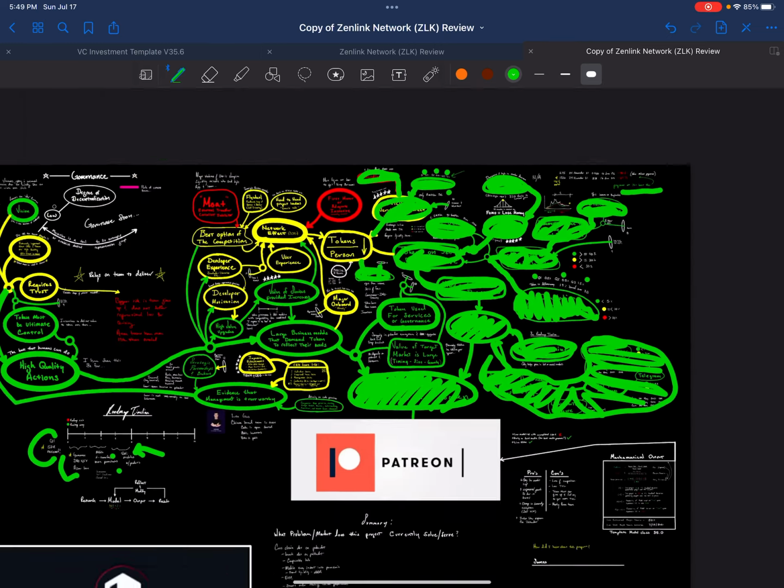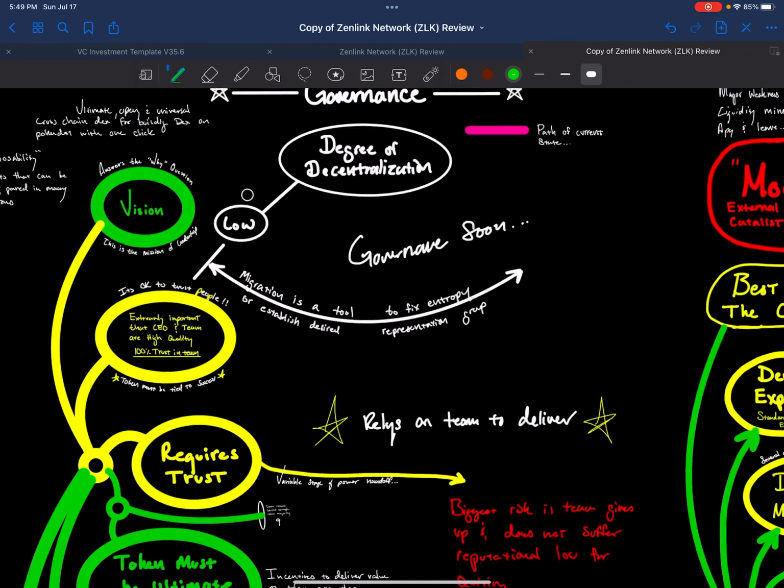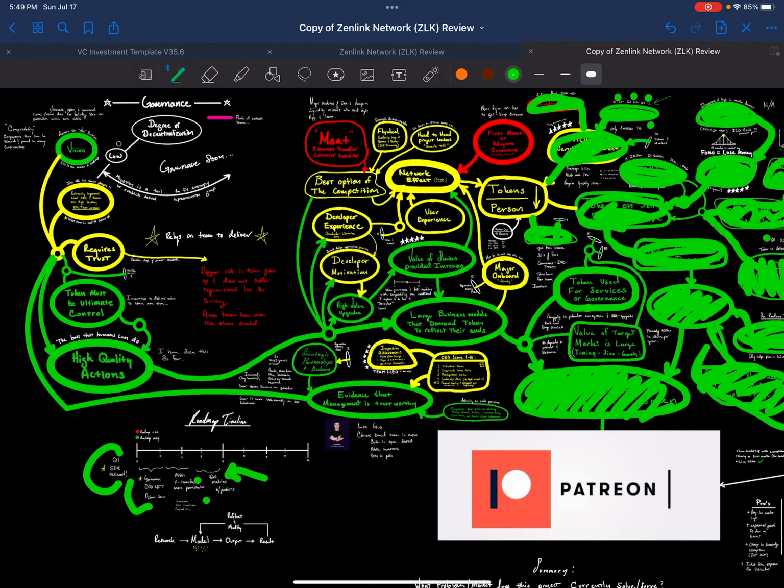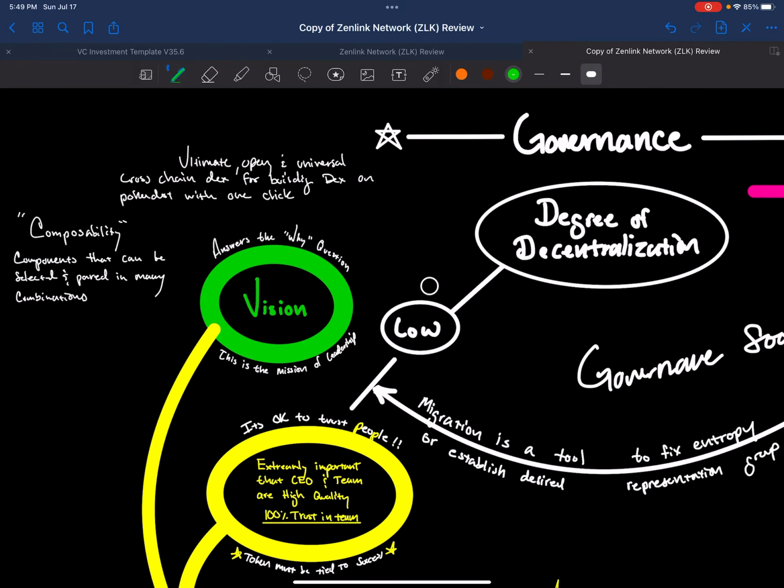But remember, it's a super small market cap. All right, so now I'm going to get into some of the governance components of this project. Regarding the vision: ultimate, open, and universal cross-chain DEX for building DEX on Polkadot with one click.